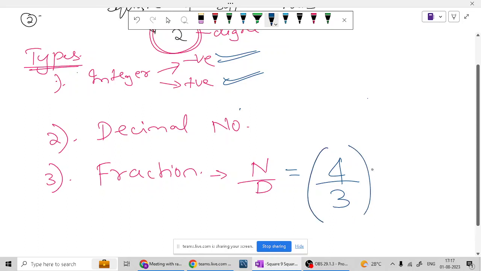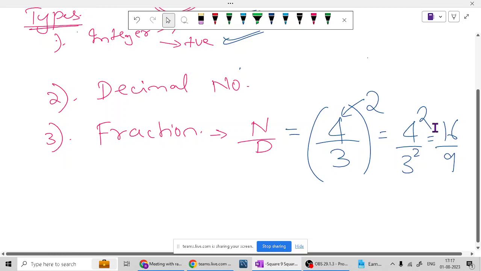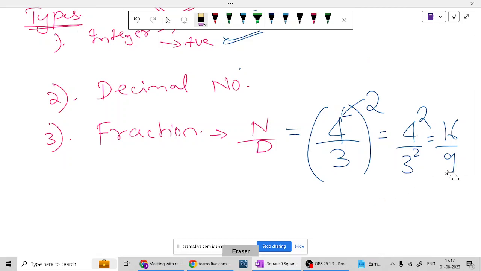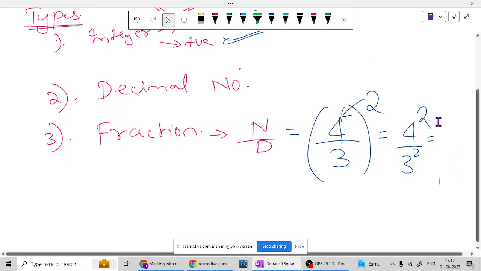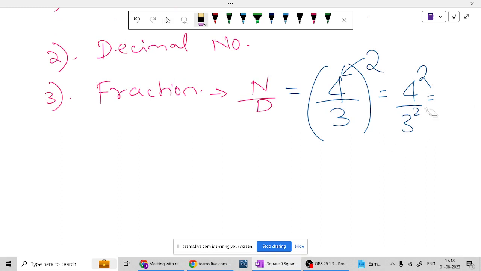Okay, sir. What's the square root of this? According to the product law, power law, how do you solve this? So 4 square and 3 square, sir. 16, 9. Good. 16 by 9. And later you can convert into a mixed fraction. This is power law. Basically, for square and square root, we use the power law.